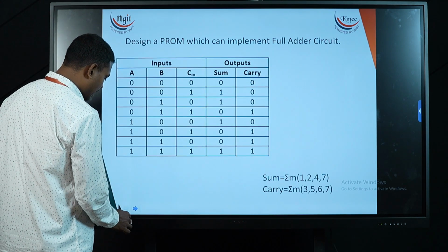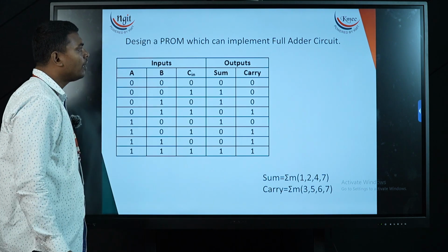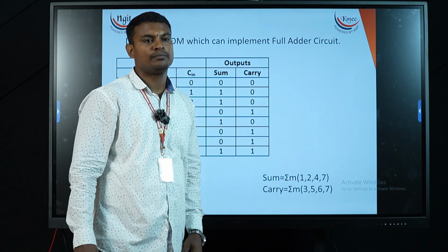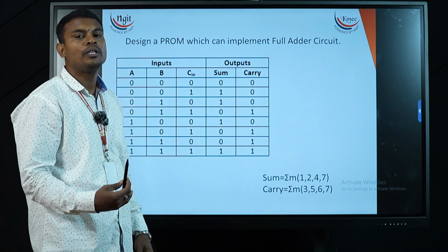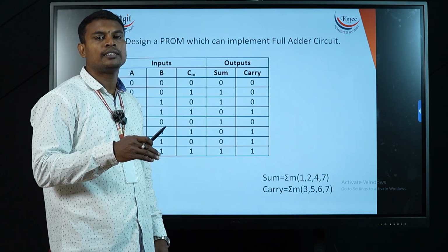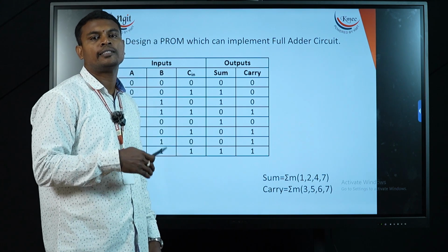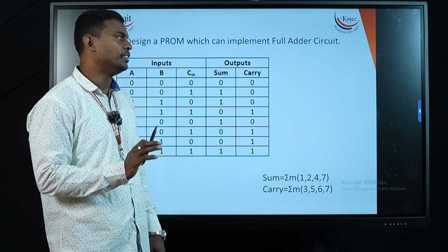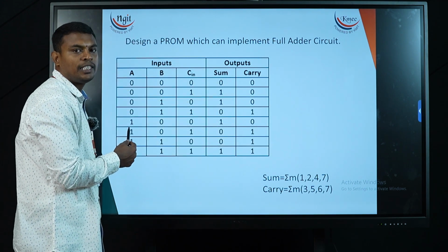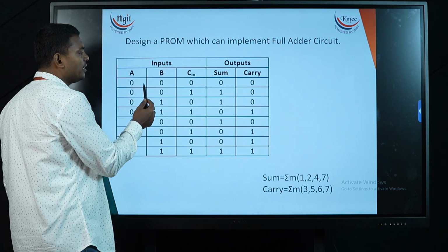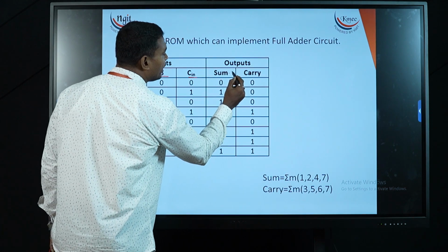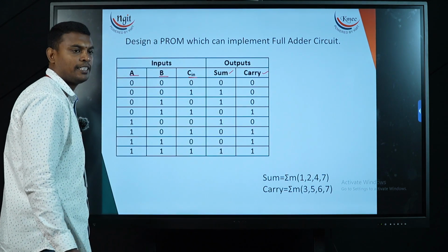Now this is an example. Design a PROM which can implement a full adder circuit. This means I need to put my full adder design into a PROM, which is going to exhibit the operation of full addition. Now you know the truth table, or functionality table, of the full adder circuit. It has 3 inputs A, B, C, and it generates 2 outputs, that is sum and carry.